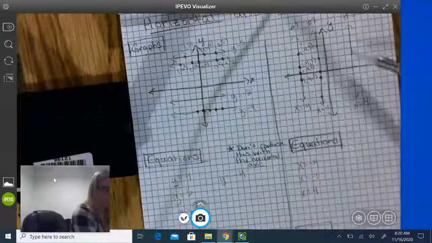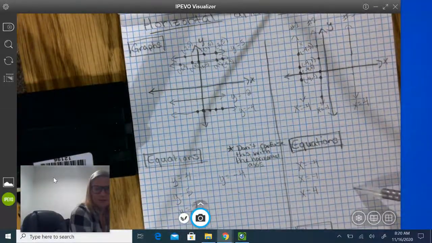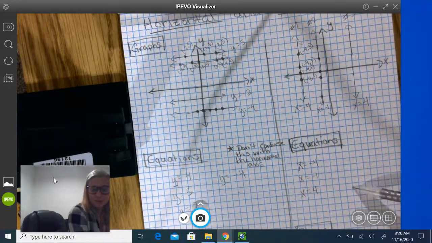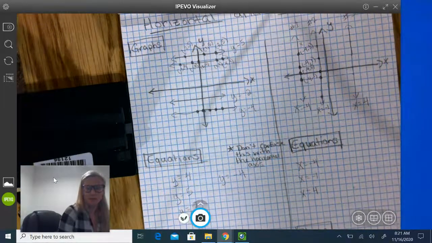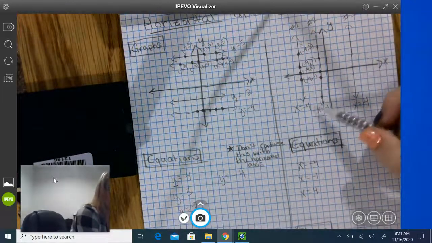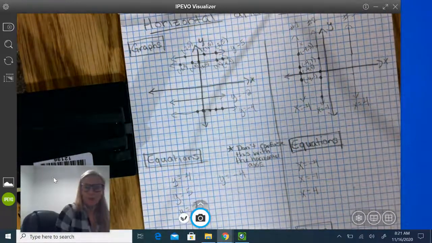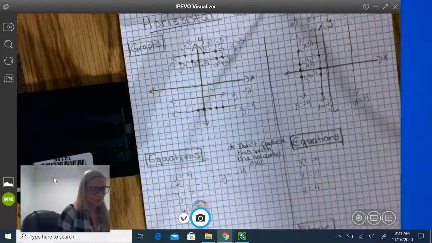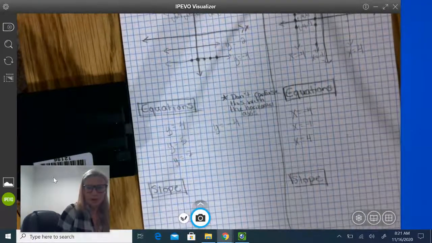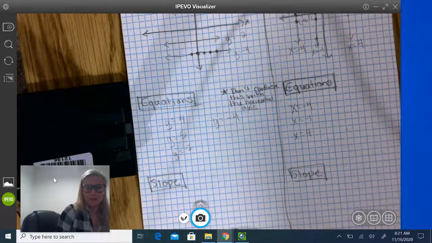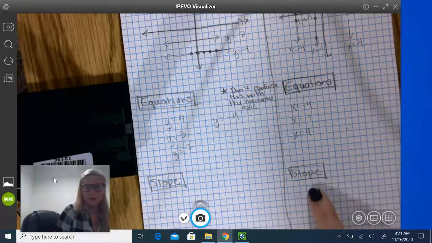Okay, so these were the graphs of vertical lines and the equations of vertical lines. So now let's talk about slope, because we've spent so much time on it when we had any type of diagonal line that had a slope. Let's talk about how we use slope for horizontal and vertical lines. So I'm going to go ahead with the slope of the vertical lines.